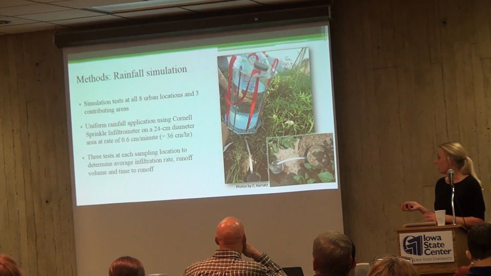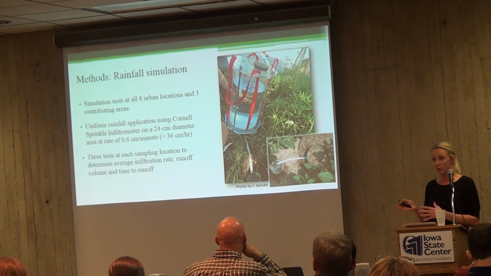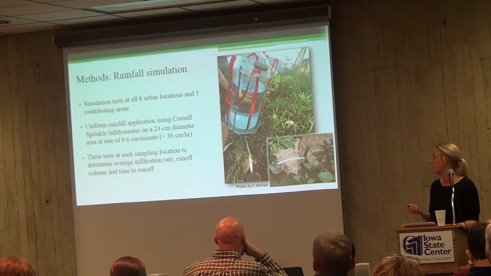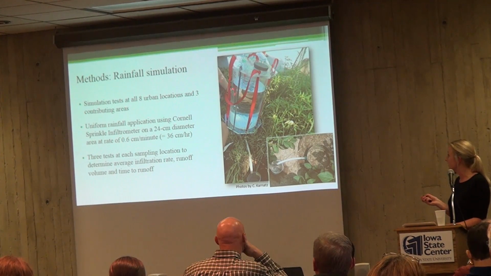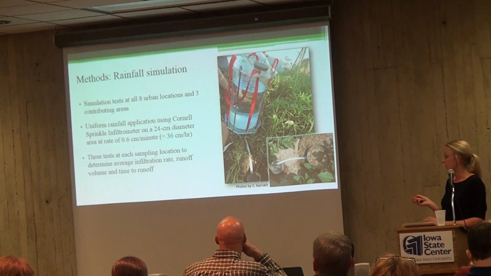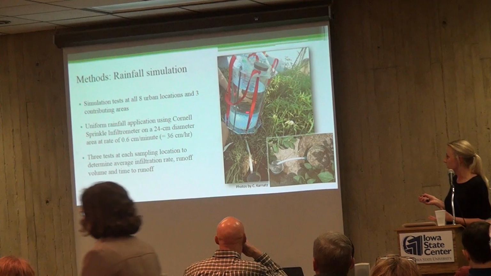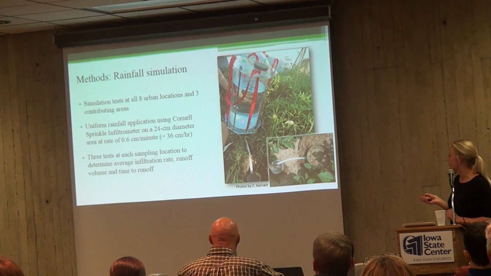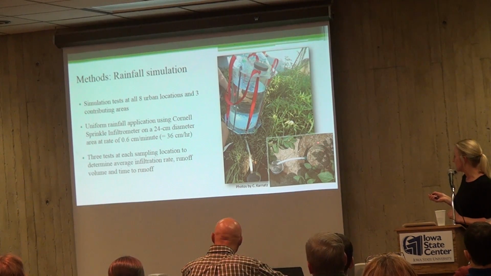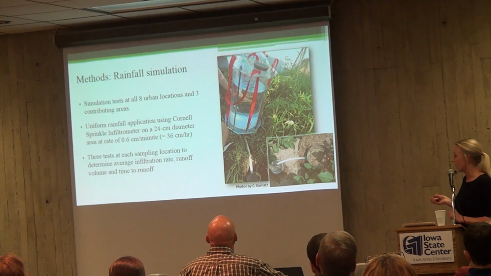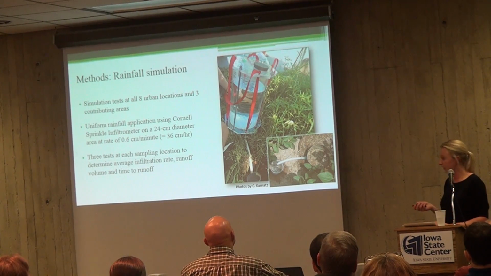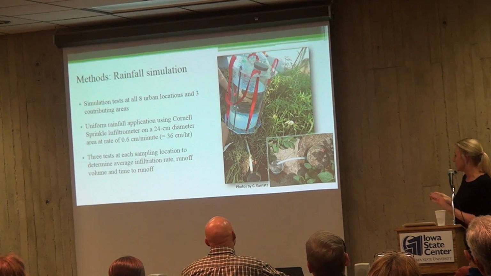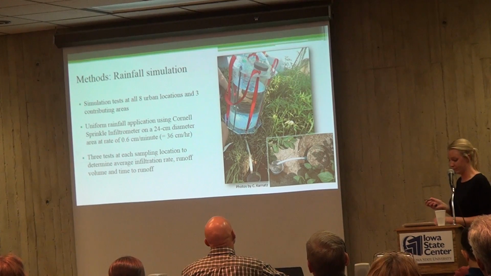Infiltration tests were run at all 8 of our locations, including the applicable contributing areas. And uniform rainfall application was applied using this Cornell sprinkle infiltrometer. You can see that it's this cylindrical water reservoir that has this perforated bottom. It's kind of hard to see on this photo here. And then this whole thing sits on this metal ring that's inserted halfway into the ground. And this is the area that our simulated rainfall rains onto.